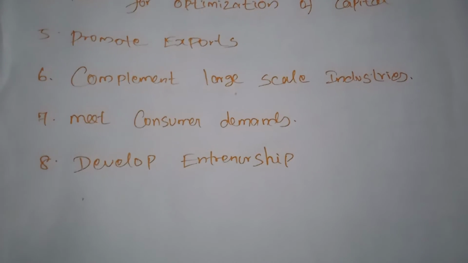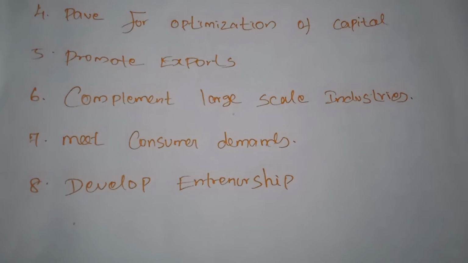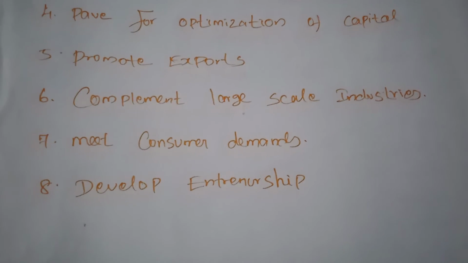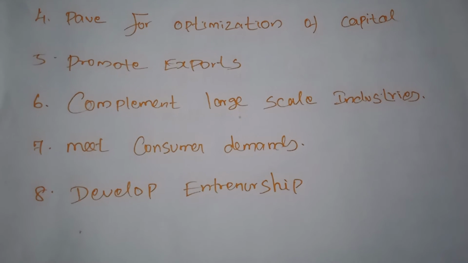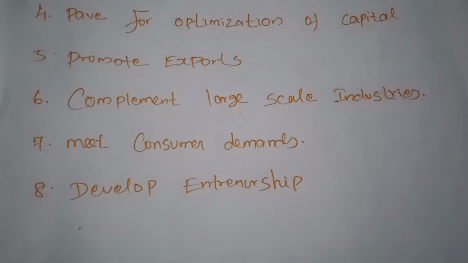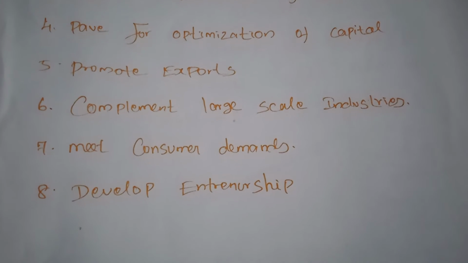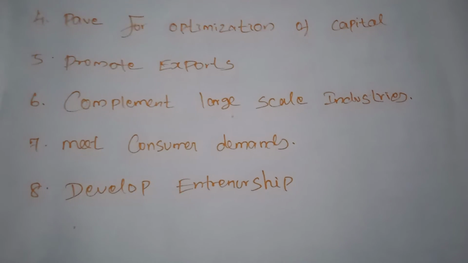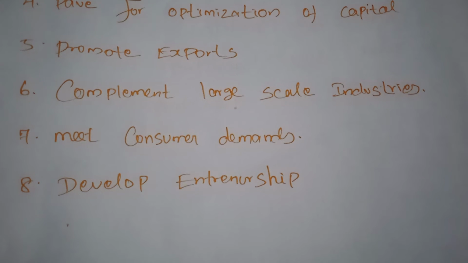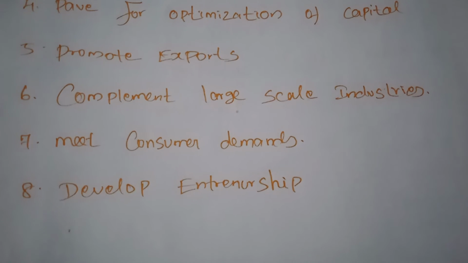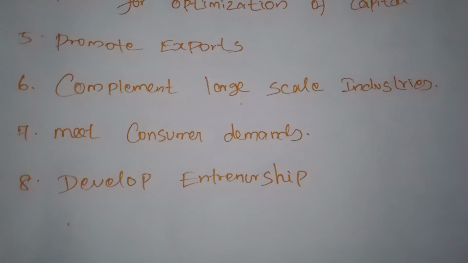Next, the seventh point, they meet the consumer demands. The small scale industries also help to meet the consumer demands. The small scale industries produce a wide range of products required by the consumers in India. So the demand for many products is met by the small scale industries only. Hence, they serve as an anti-inflationary force by providing goods of daily use.